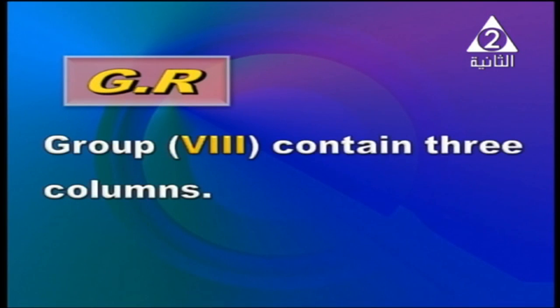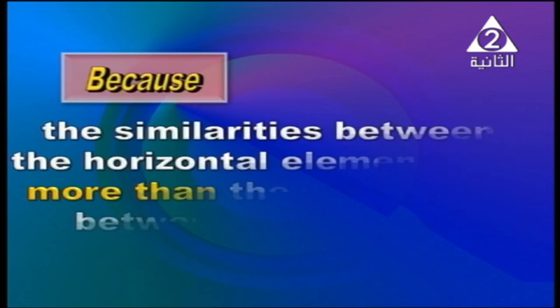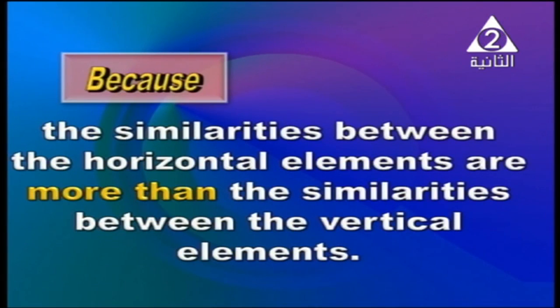We have a give reason in this point. Group 8 contains 3 columns. The reason for that is that the similarities between the horizontal elements of these 3 columns are more than the similarities between the vertical elements.